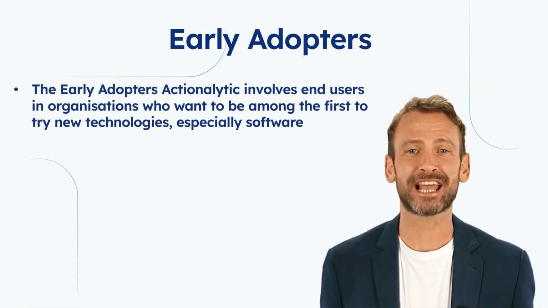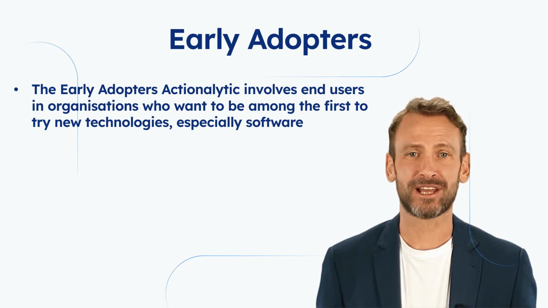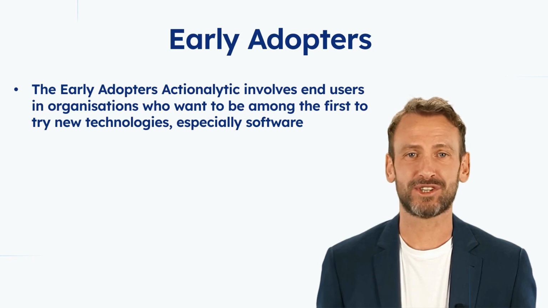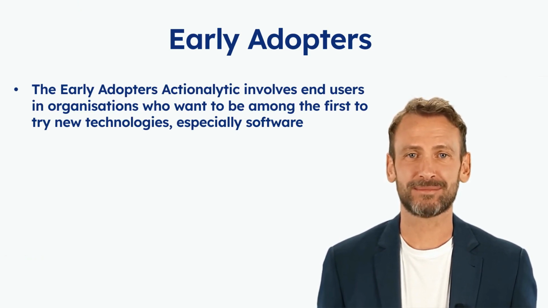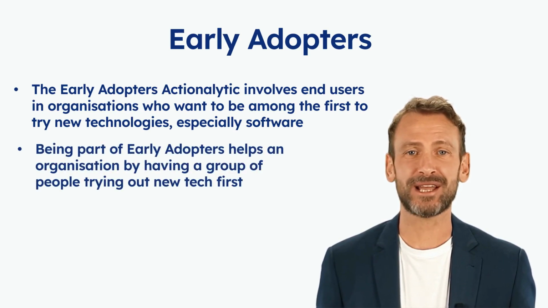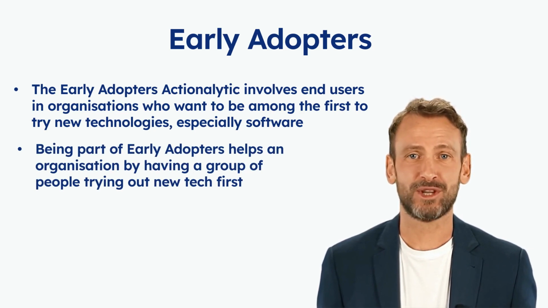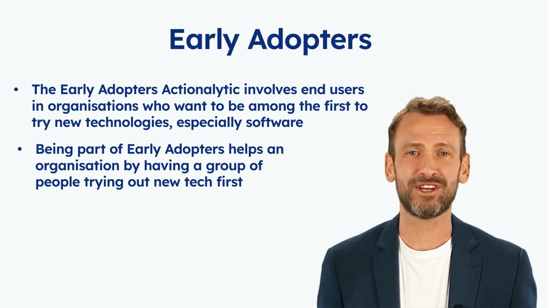The Early Adopters Actionlytic involves end users in organizations who want to be among the first to try new technologies, especially software. They confirm their interest every 6 months, get early access to software updates, receive direct messages from clear visibility about new releases, and can share feedback with the software governance team. Being part of early adopters helps an organization by having a group of people trying out new tech first. They give feedback, making sure things work well for everyone, and help decide how to use new software.